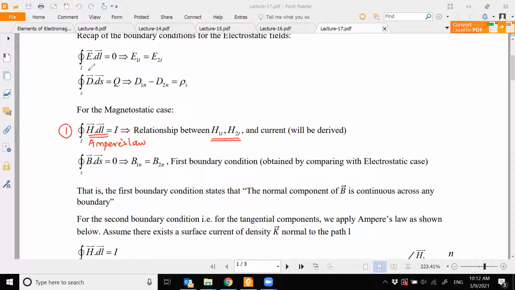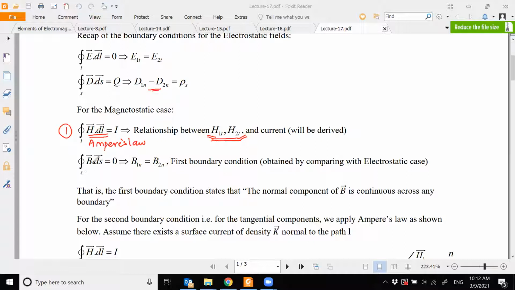So we are following the same analogy. Whatever we have for electrostatics, we are following the same analogy. In electrostatics, it is the conservation of electric field. In magnetostatics, it's Ampere's law. From here, we got the tangential component relation, and here also we will get the tangential component relation. Then from Gauss's law of electrostatics, we got the normal component of the flux density relation. Here also we can get it.